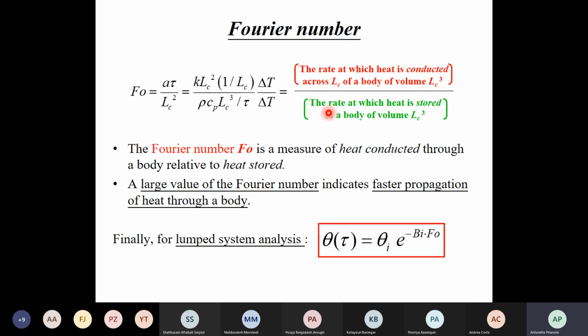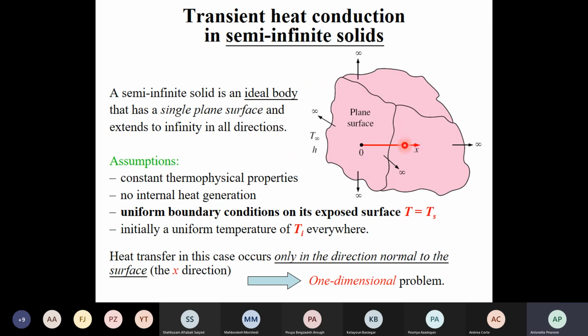The Fourier number's sense will be clear for you later during the different cases when introducing the dimensionless analysis. But at this moment, only remember that finally the solution of the lumped system analysis can be written in this way by substituting the exponent Biot number by the Fourier number. Okay, we stop because now we have to start with the semi-infinite solid, and I think that we can stop for today.